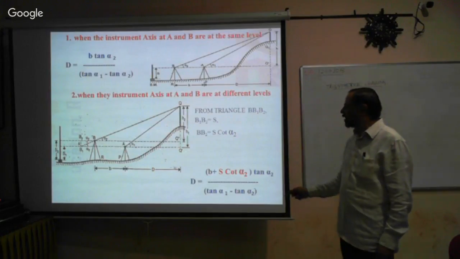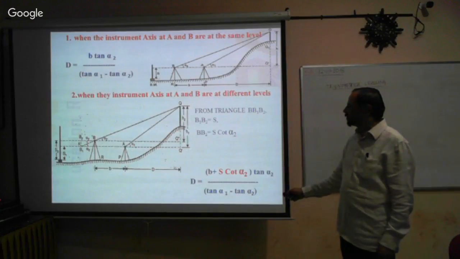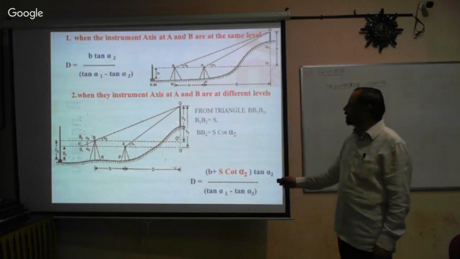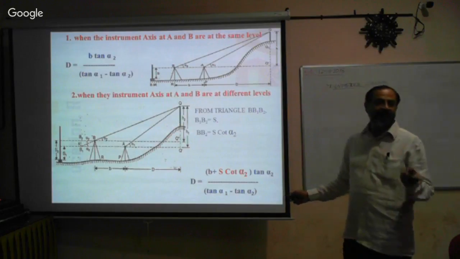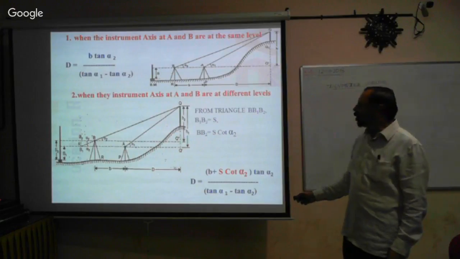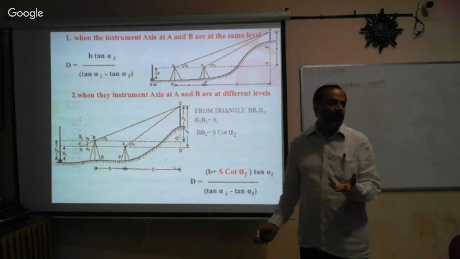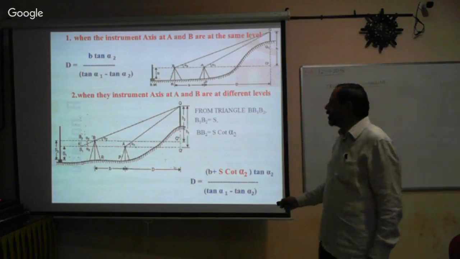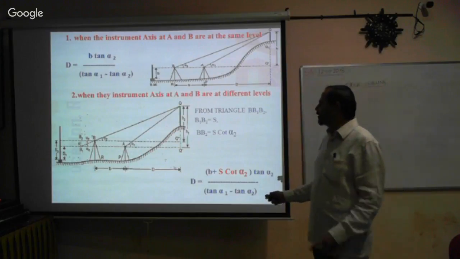Now from here to here, that is H1 from the first station. H1 is equal to D tan alpha 1. Now H1 is equal to D tan alpha 1. H1 is not known, D is not known, only alpha 1 is known, isn't it? So therefore, let us write that as equation 1.